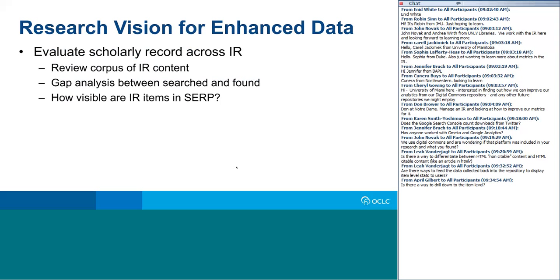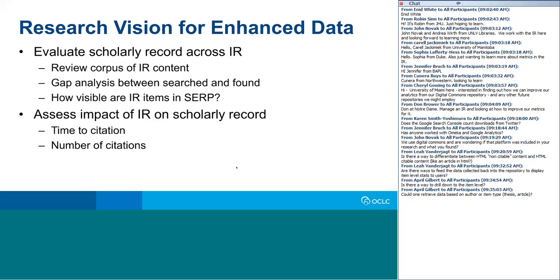And then, back to a more advanced SEO issue, how visible are IR items in search engine results pages? If you do a search in Google or Google Scholar, there's a difference between your item showing up on the first page and your item showing up on page 20 or something. If it's pretty far down, most people are not going to get to it, and so there may be SEO techniques that can be used to raise the visibility in that search engine results page.